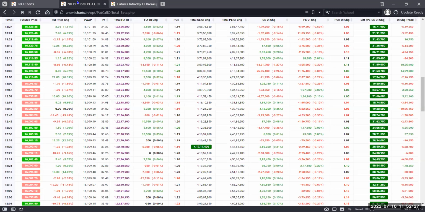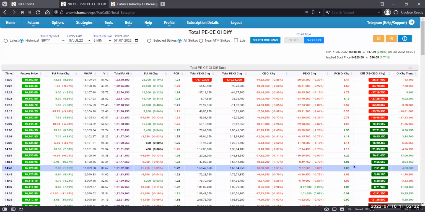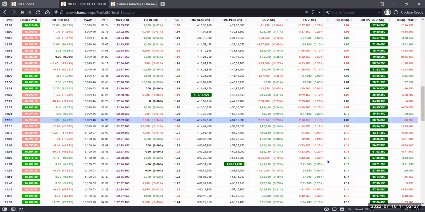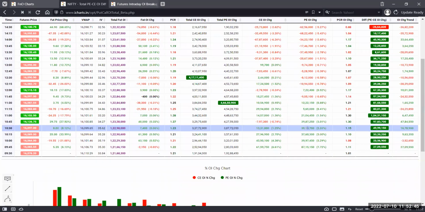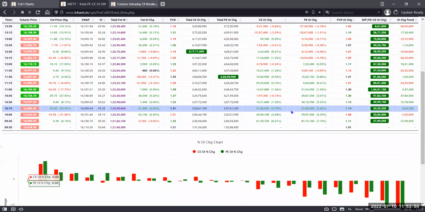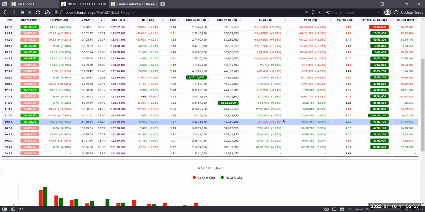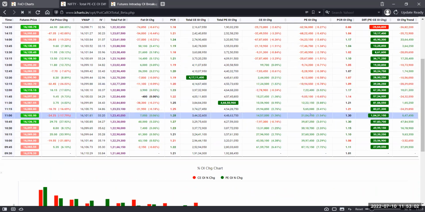Yeah. So here, any doubts about this tool? The explanation may have been a little bit complicated, but the idea is simple. Actually, how are you getting to know that this is a sideways market or trending market? I have one doubt on that one. As I said, for a sideways market, you will not see significant unwinding on either side.